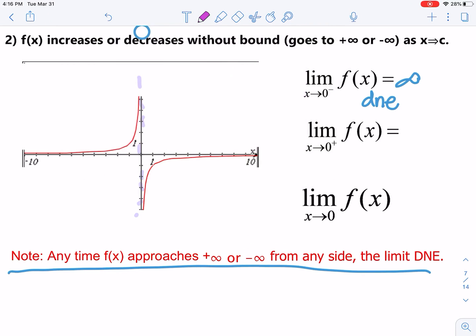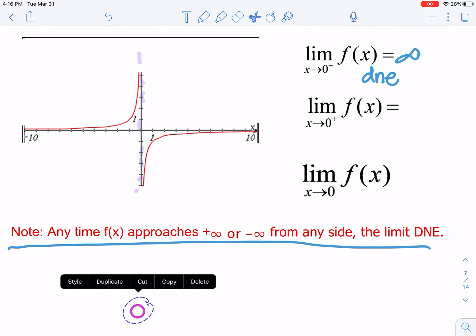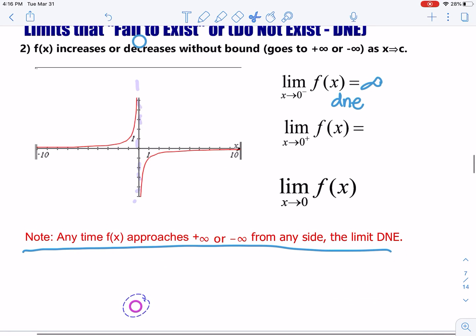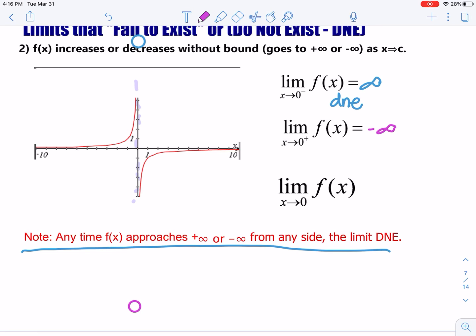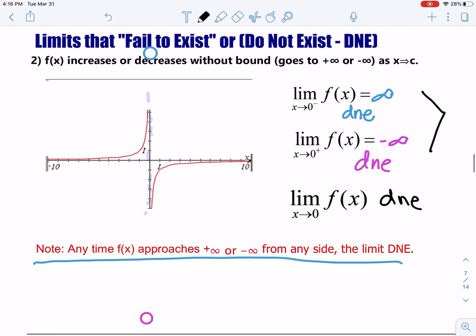Similarly, if we try to come from the right-hand side of that wall, so if I grab onto the right, I approach that dotted guide. This time my y values are going down forever. So the limit coming from the right-hand side is negative infinity, but it's also fine to just put DNE here, okay? Now the full limit is certainly DNE because you've got different signs on your infinities here, right? So the limit as x approaches 0, the full limit here is DNE, all right?